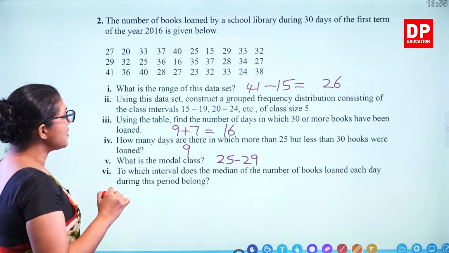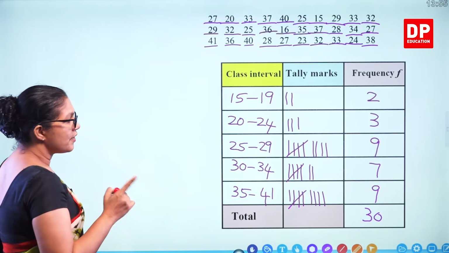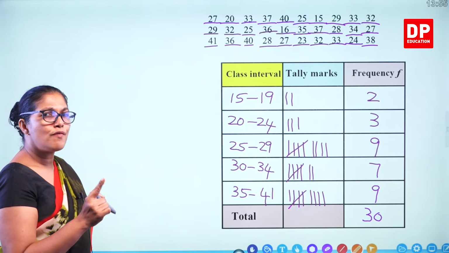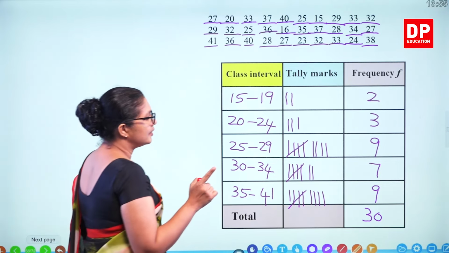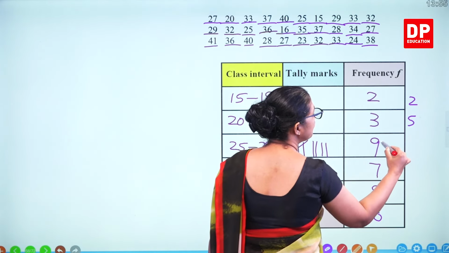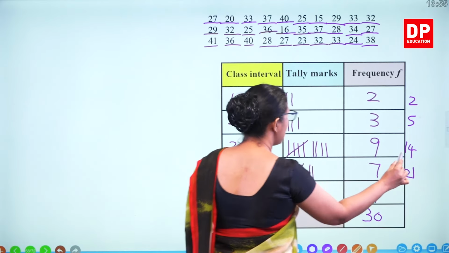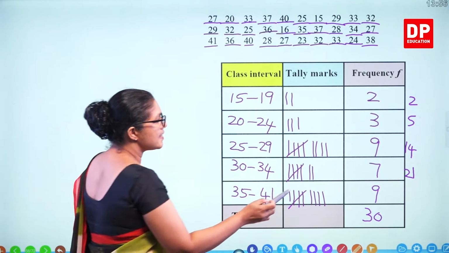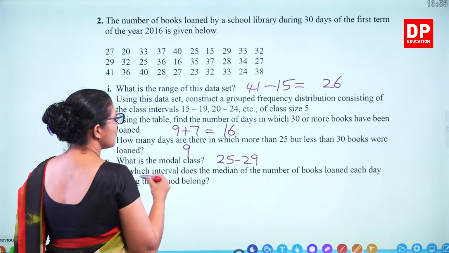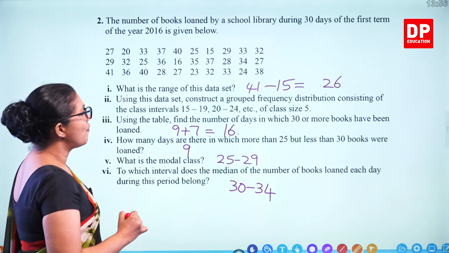To which interval does the median of the number of books loaned each day during this period belong? So 30 is the total. So you get 30 divided by 2, 15th and 16th. So we'll see. This is 2, 5. 5 plus 9, 14. Then you get 21 here. So 15th is here. 16th and 15th, 32, 34. So the median class is 32, 34.